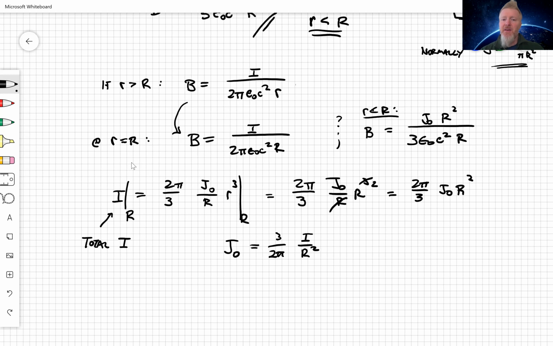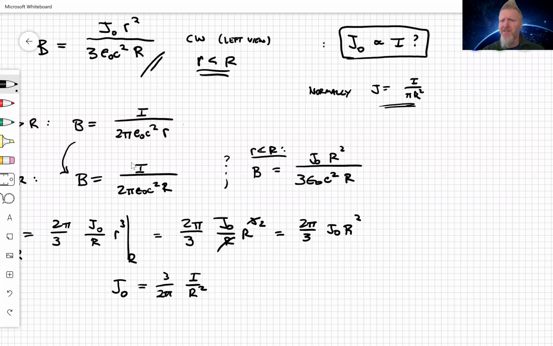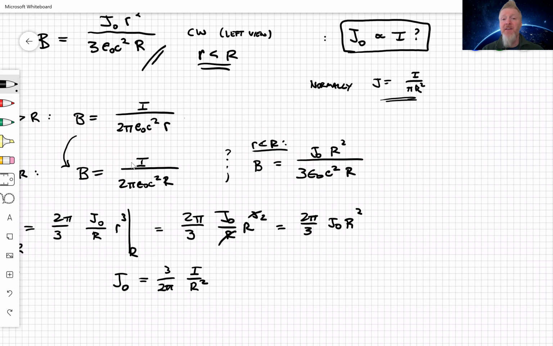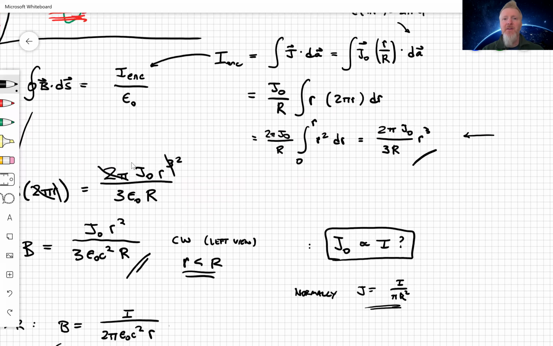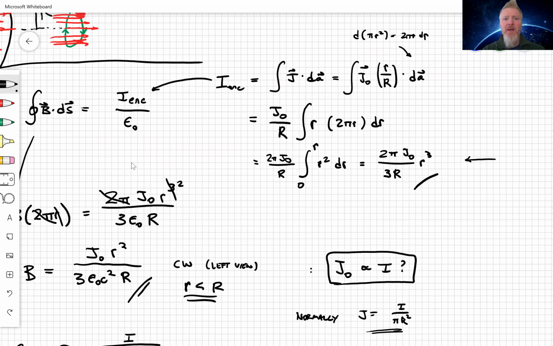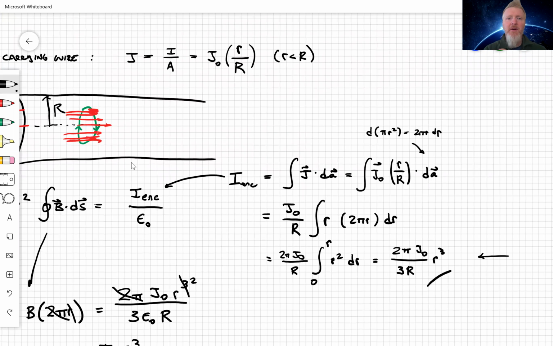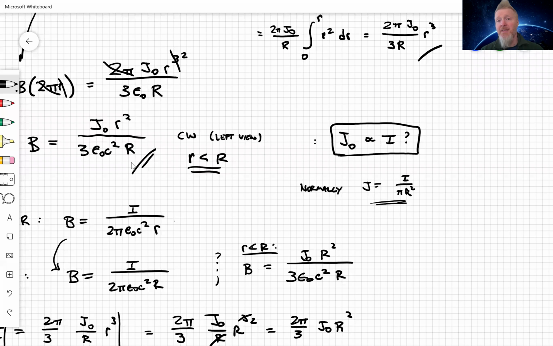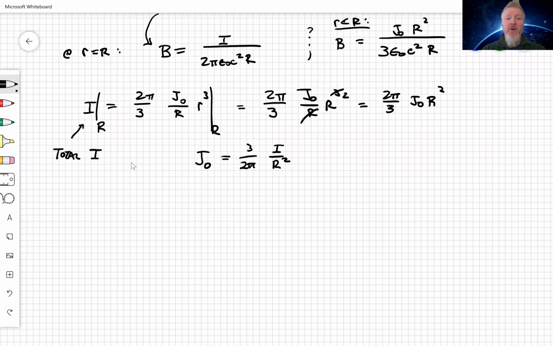Point being that it's 3/2 as big as I normally would have expected, right? Because if you look back here, I would have said, well, normally it's just this. Well, I got a factor of 3/2 in there now because I defined the current density. How did I define the current density? I defined it this way with R over capital R. So now I got a factor of 3/2 in here, which is kind of interesting. What can I say? Obviously, I didn't foresee that.